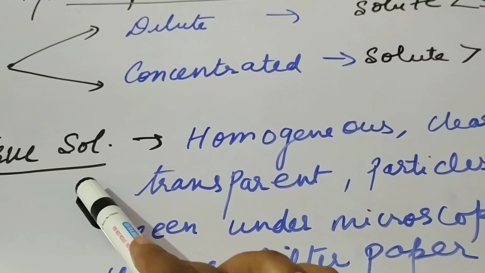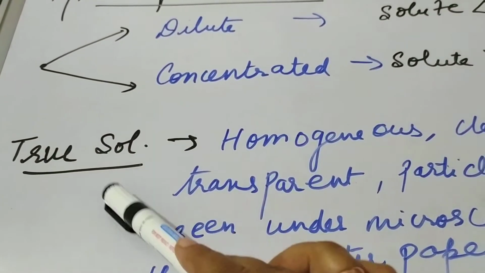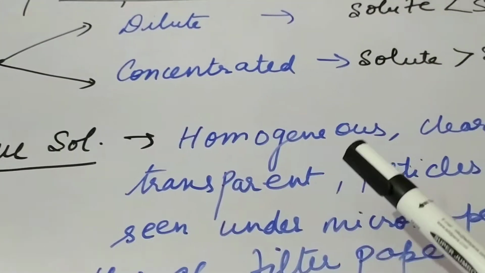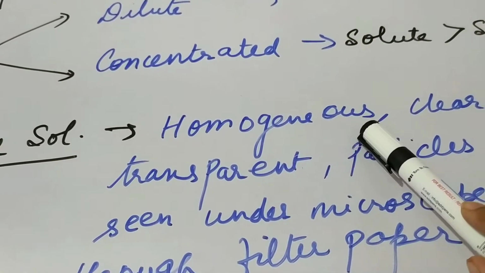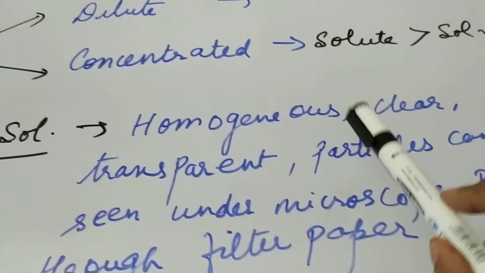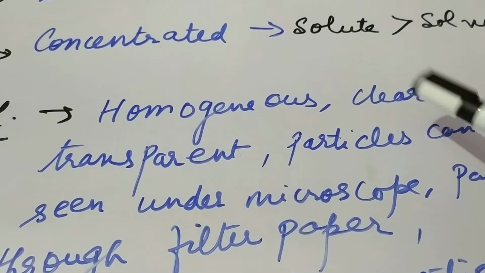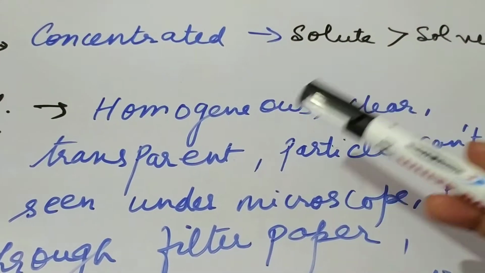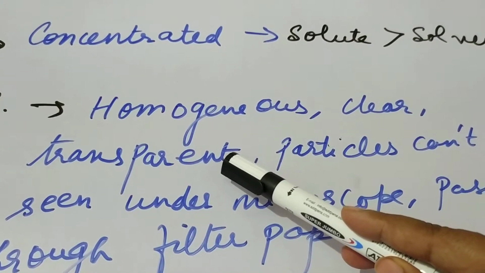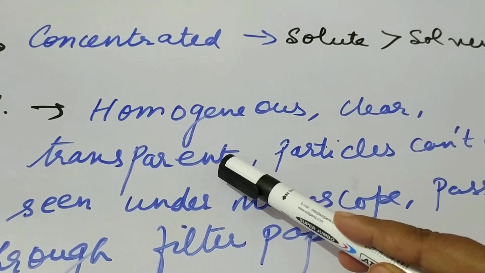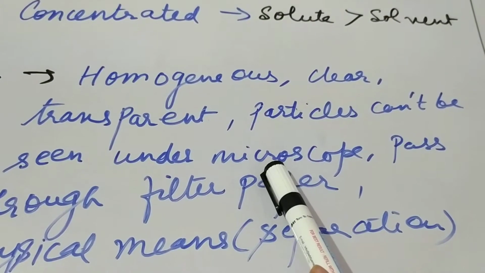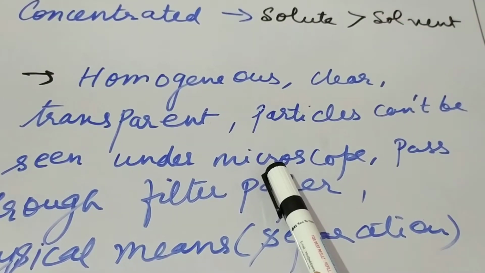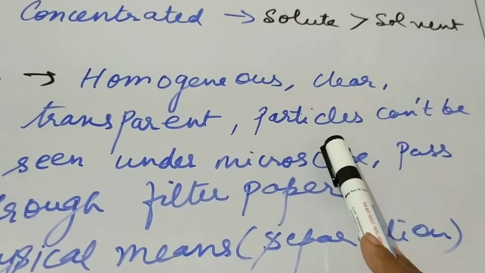Next is a true solution. A true solution, for example, is sodium chloride when dissolved in water. It is always homogeneous in nature, that is, its properties will be the same throughout the bulk of the solution. It is clear, transparent, means you can pass light through the solution, or you can see clearly through the solution. Particles cannot be seen under a microscope. If you dissolve salt in water, you will not be able to differentiate between the particles of the water and the salt.